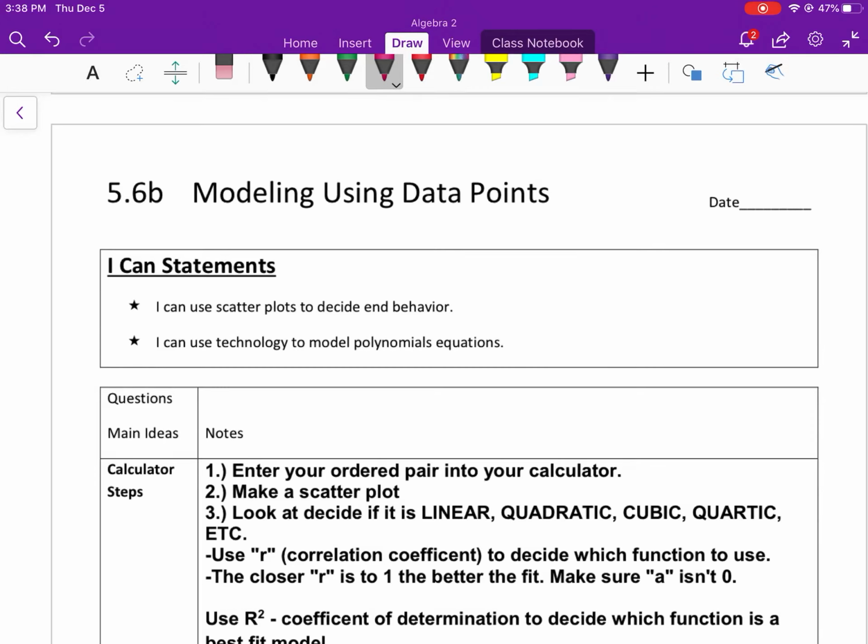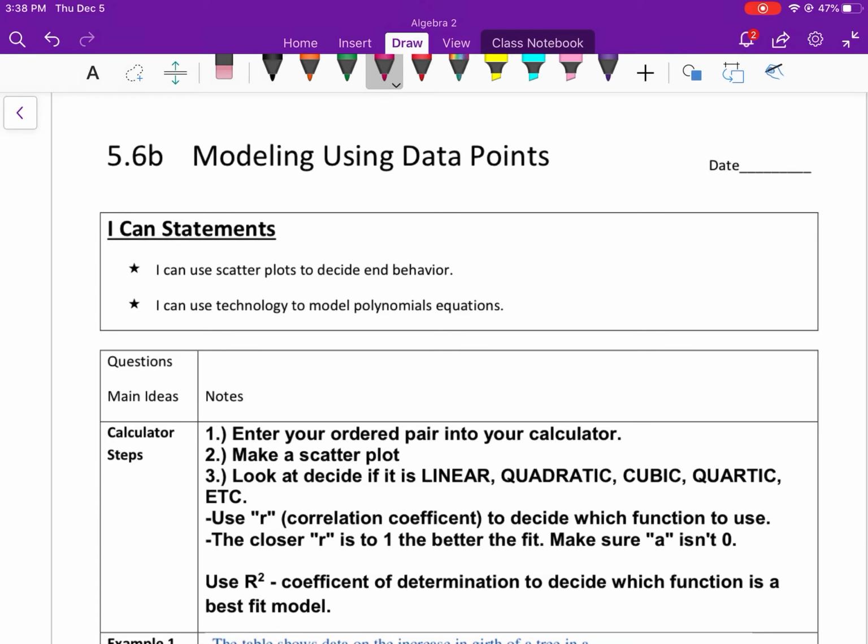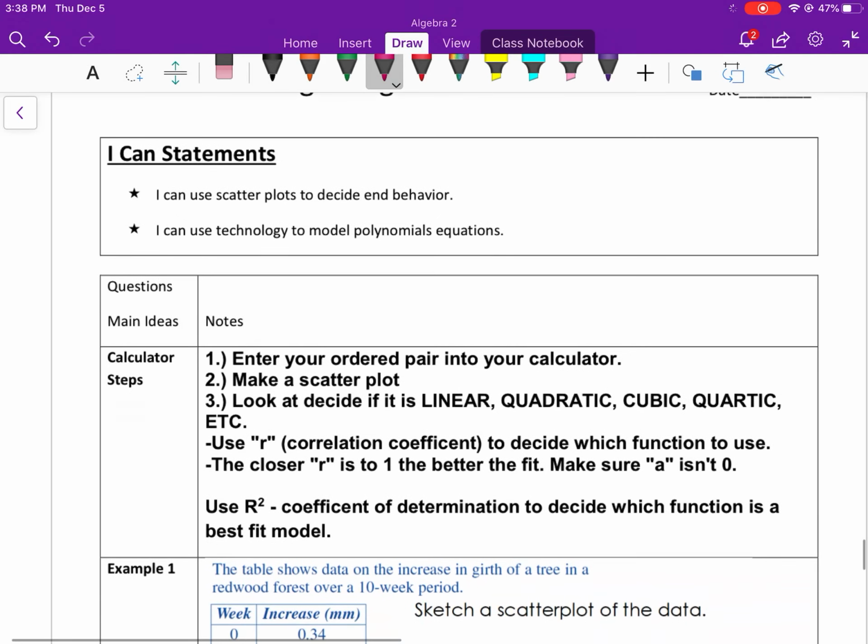I'm going to make a video for 5.6b. Don't have a ton of time here, so I'm going to try to do this as quickly as I can. So it's modeling using data points, and there's a lot to kind of go through here. But these are the calculator steps for when we did it with the graphing calculator, and we're going to use Desmos instead. So it's going to be a little bit easier.